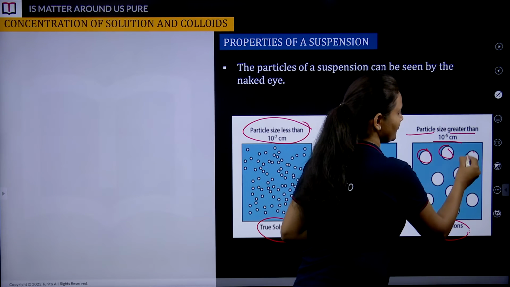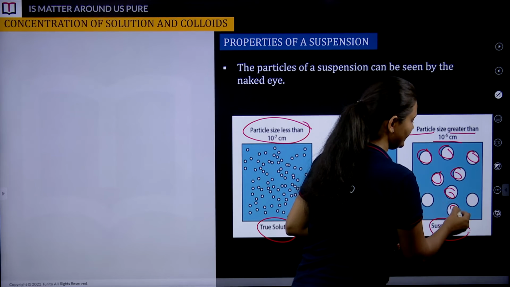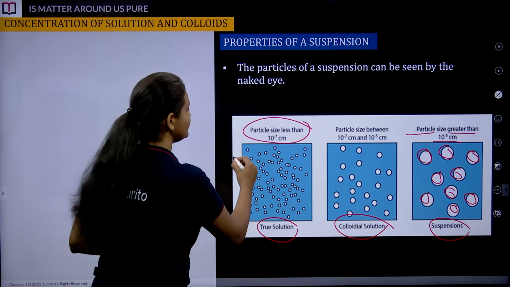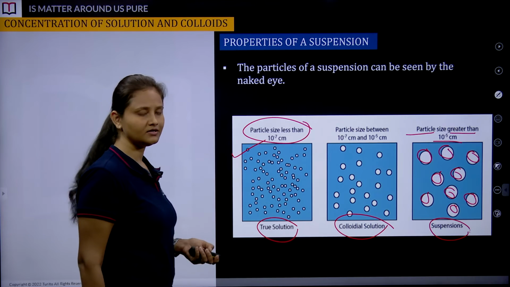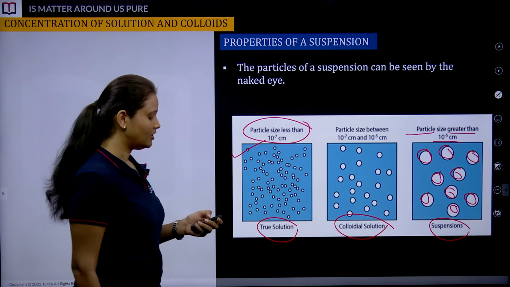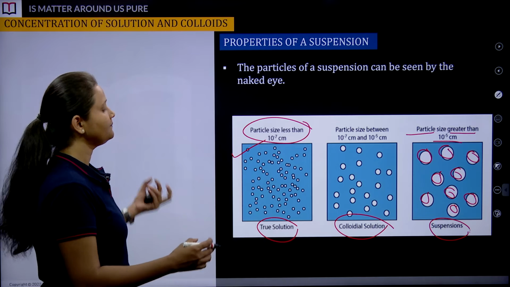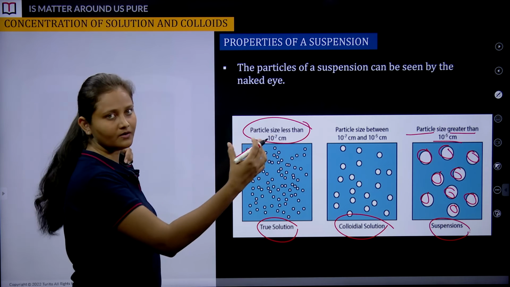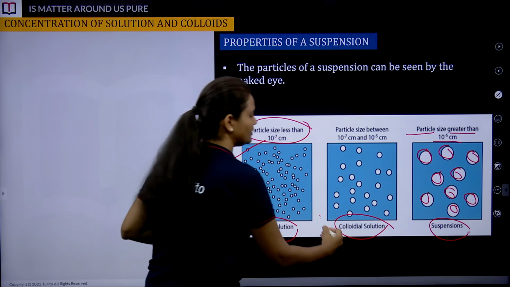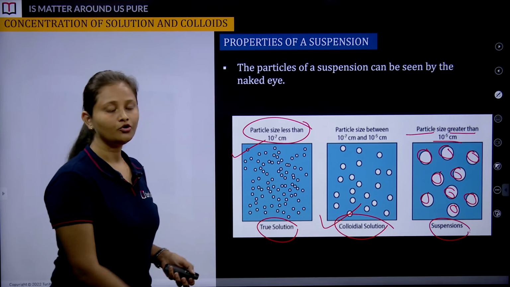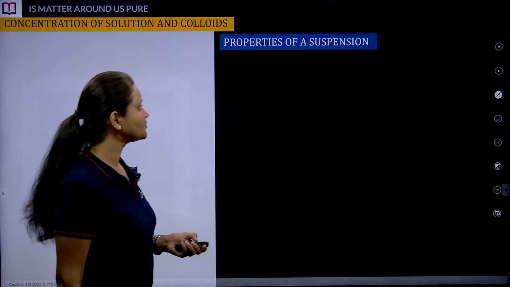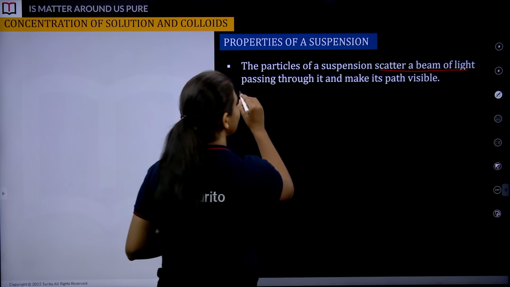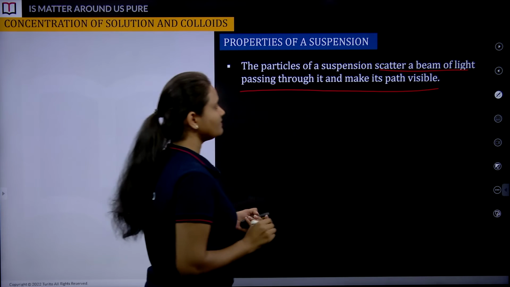Okay, so they are very big in size, so we can observe the particles present in the suspension, and it becomes very hard to observe the particles in a true solution. That is the difference between the true solution and suspensions. These are two extreme types of solutions. In between we have colloidal solution, and we are going to talk about it later on. Let's move ahead. The particles of suspension scatter a beam of light passing through it and make its path visible.